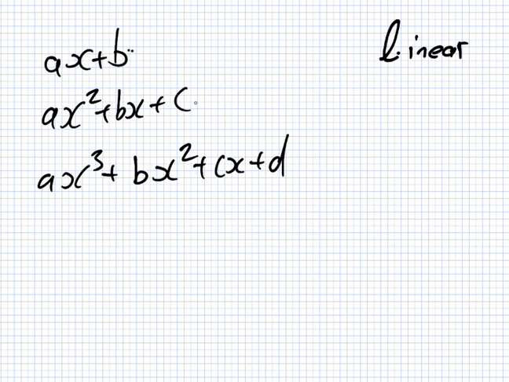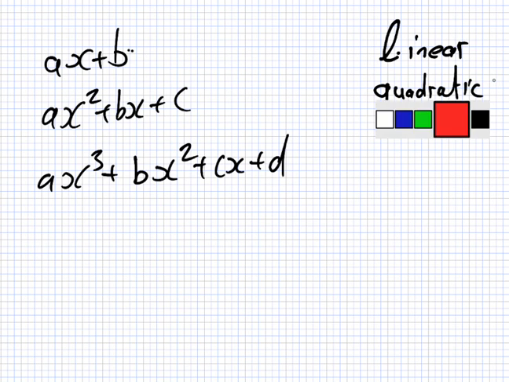Do you remember the name of this one? Nope. Amanda, do you know the name of the second one? Something equation, yeah. Quadratic. Yeah, what's that? Quadratic. And the new word, in case I didn't tell you, this type is called cubic.